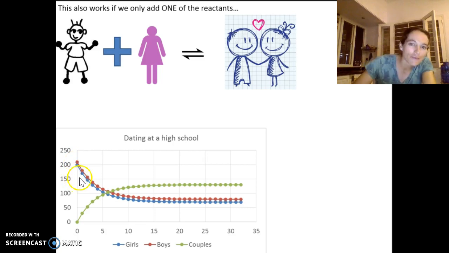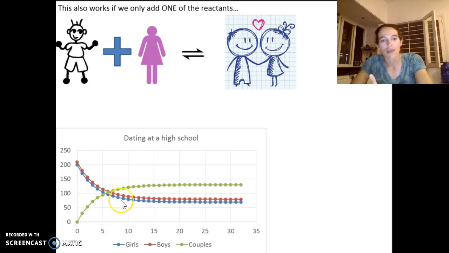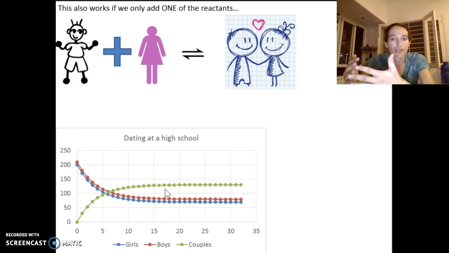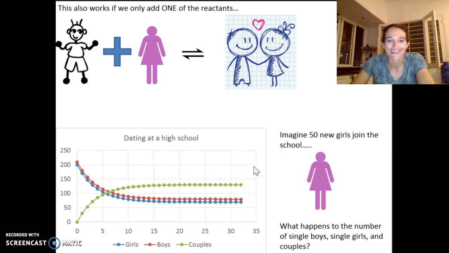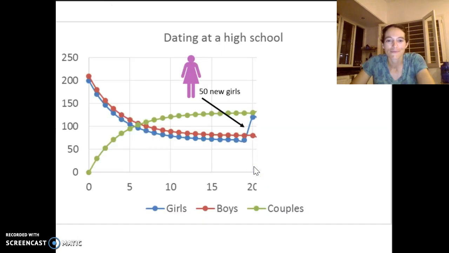And some of the couples break up and more couples form. But by midway through the first semester, we're pretty much at equilibrium. The number of couples compared to the number of singles isn't really changing. Certain ones are breaking up and getting together though. So midway through the quarter, we get 50 new girls joining the school. What do you think is going to happen? Let's look.